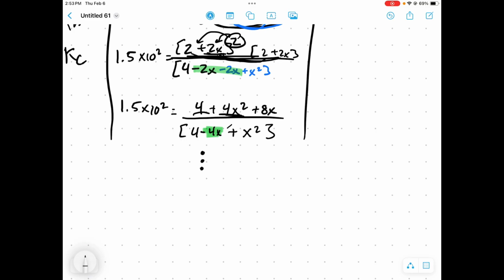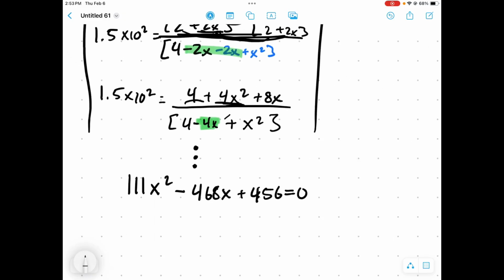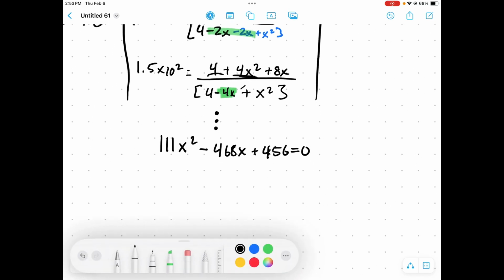But if you keep going and you solve that stuff, you're going to get 1100 x squared minus 468x plus 456. And that should equal 0. So this is going to be the quadratic that you make from that. Bunch of steps to do that. Gets kind of complicated, and if you're not super confident with your math skills, a lot of places that you could mess up. But that is the easiest place to go.